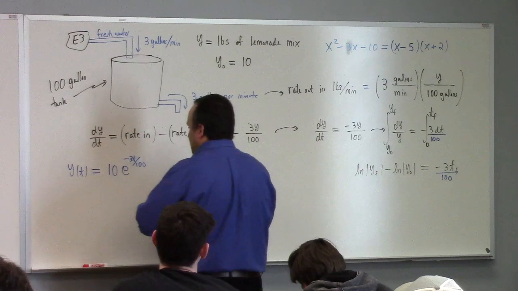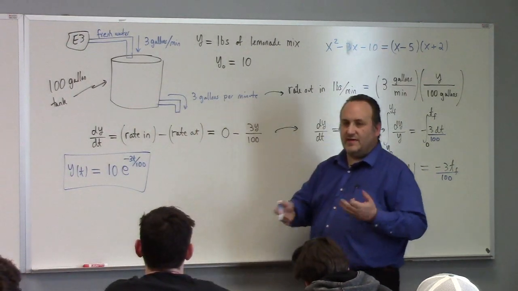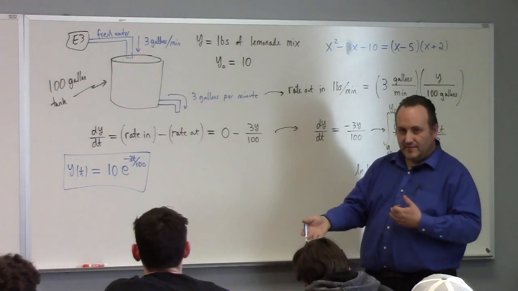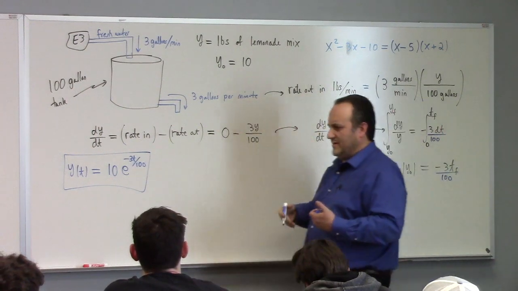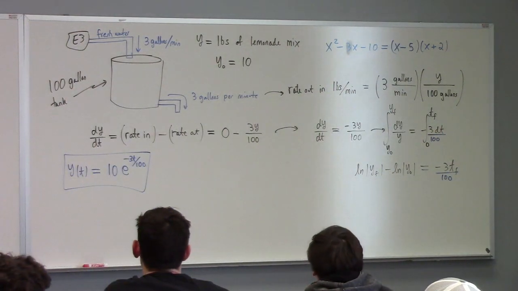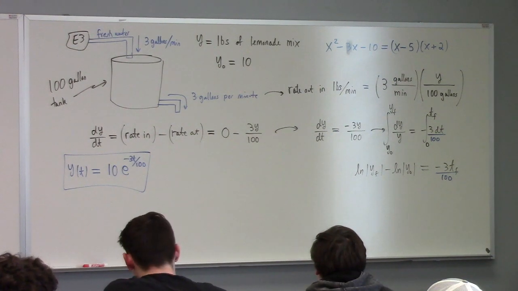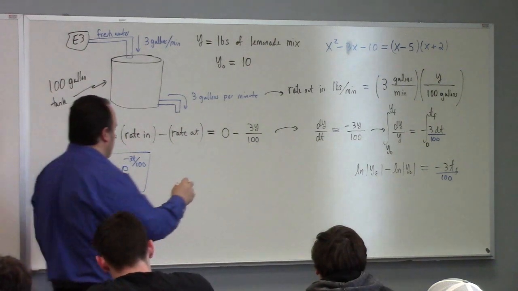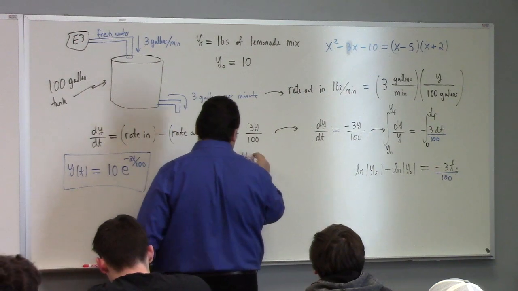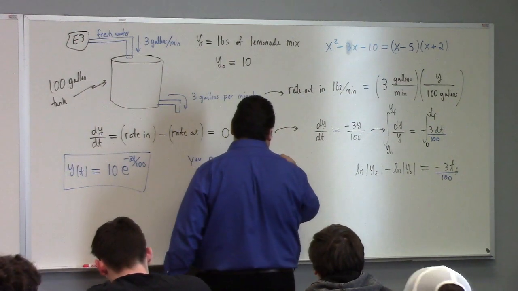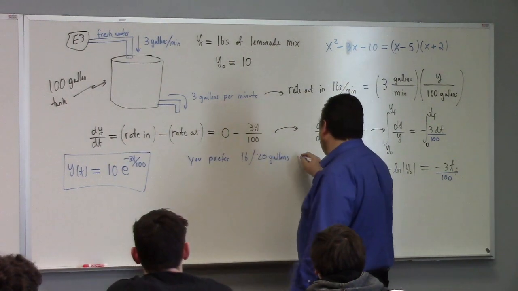Okay, so this is the pounds of lemonade mix. Now that doesn't answer the question, because what was the question? The question was, at what time should you drink from the drain, right? If you like your lemonade mixed at what concentration did I say? I said you want to drink when you've got 1 pound per 20 gallons. You prefer 1 pound per 20 gallons because that's just the kind of thing you know. What time should you drink?